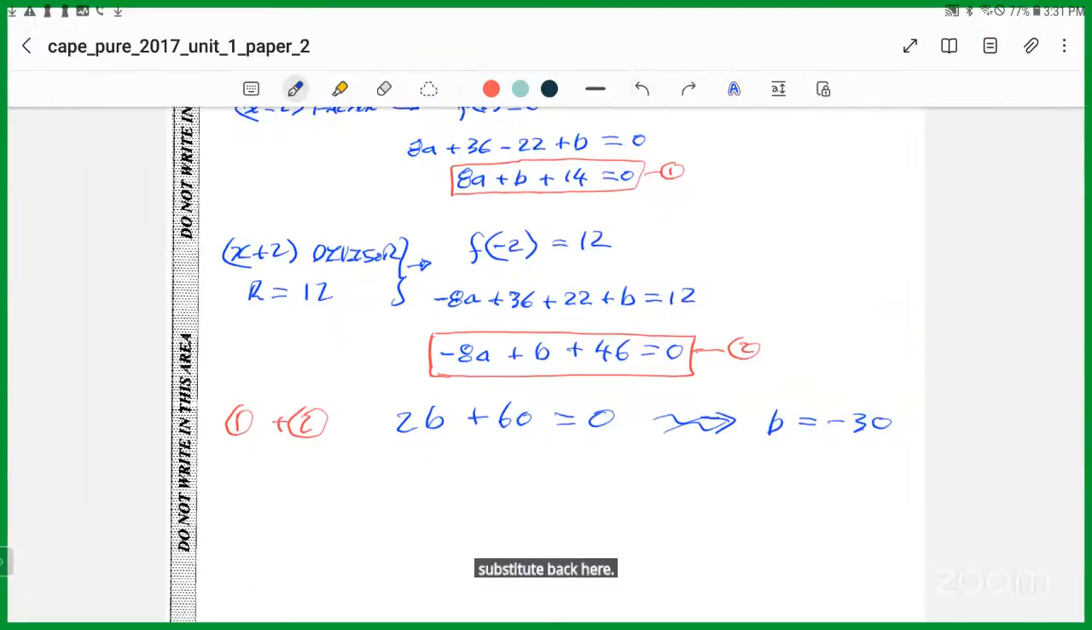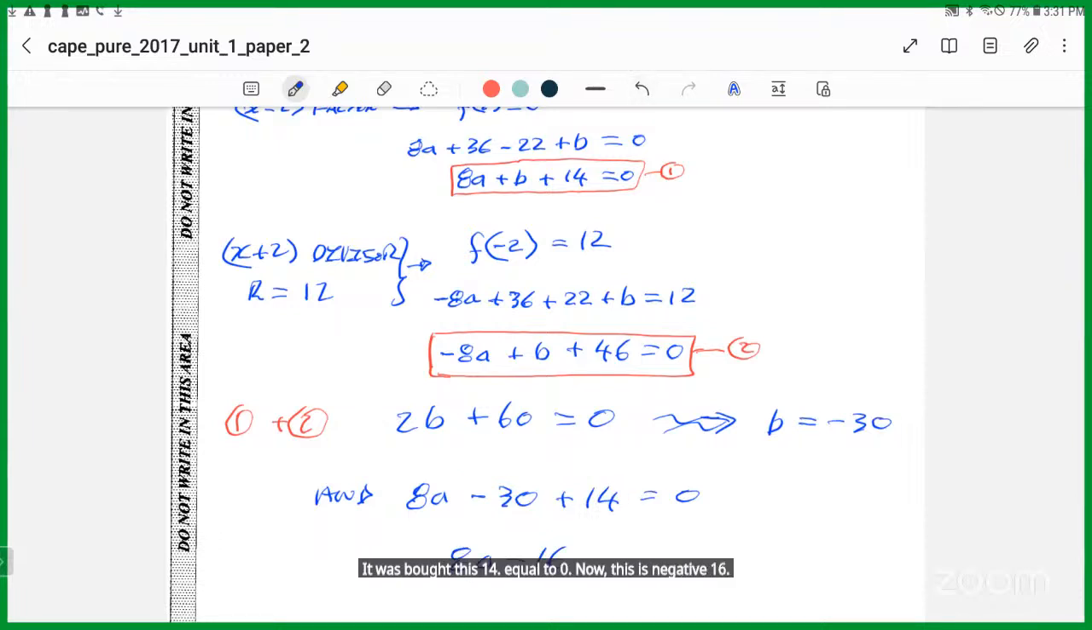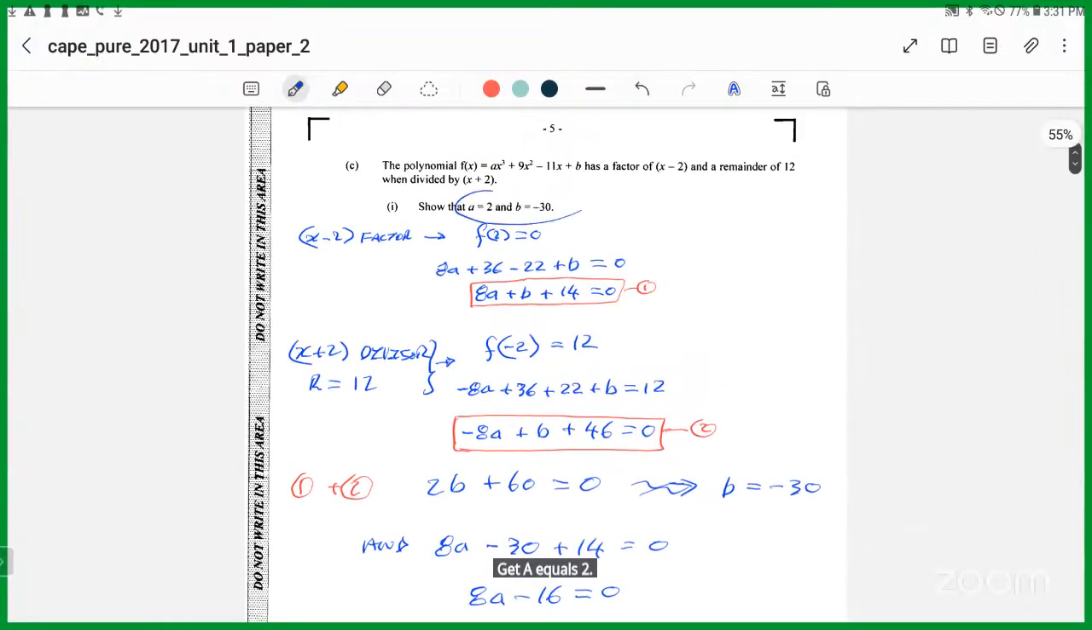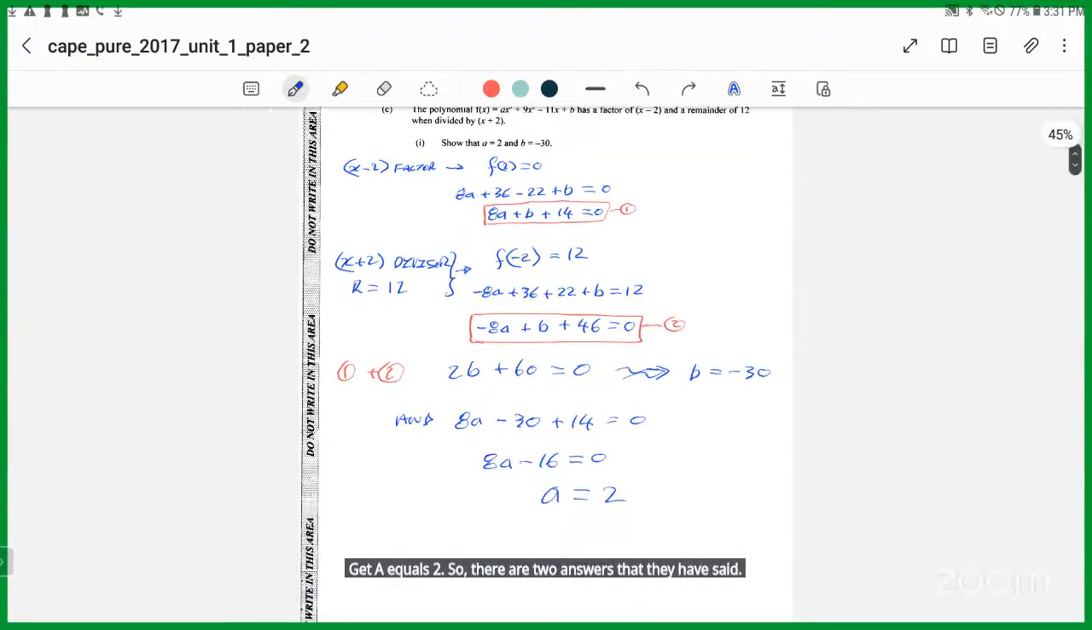So we can say 8a, when the b goes here, we get a minus 30 plus back this 14 is equal to 0. Now this is negative 16, so we have 8a minus 16 equals 0. Transpose the 16 and divide by the 8, we get a equals 2. So we get the two answers that they have said. So shown.